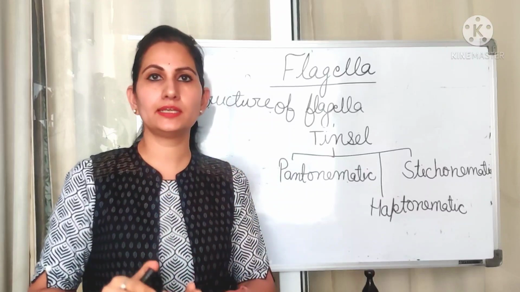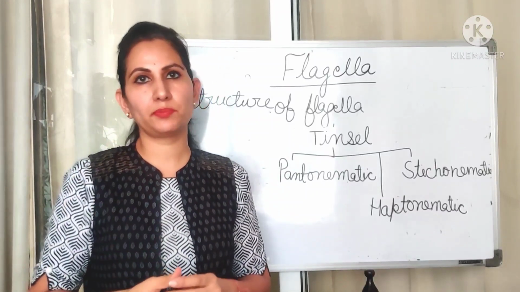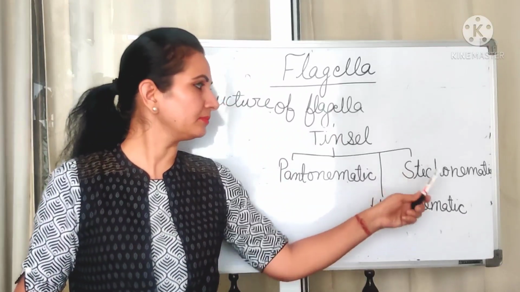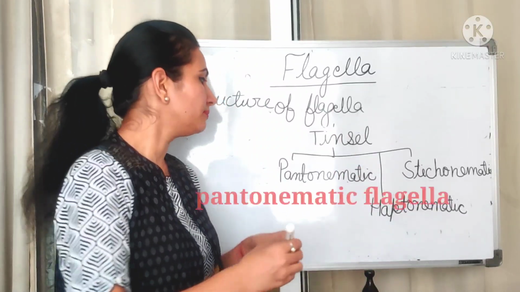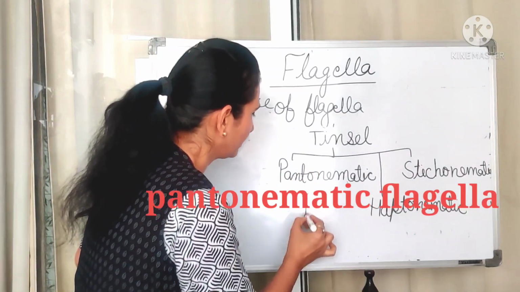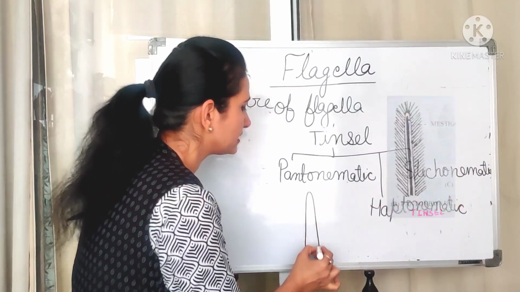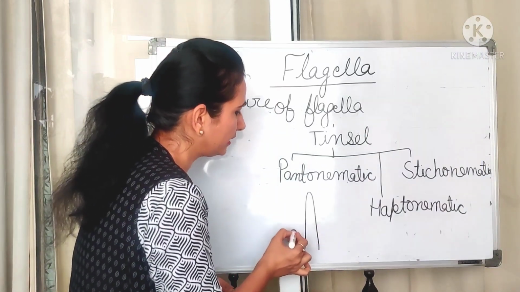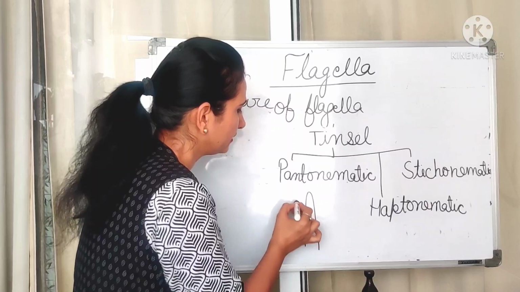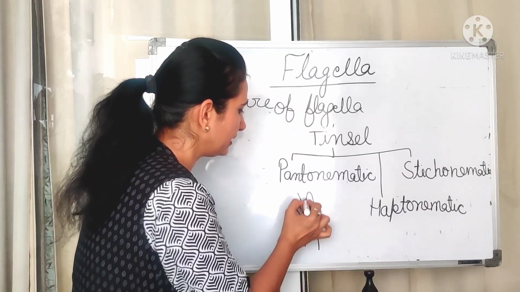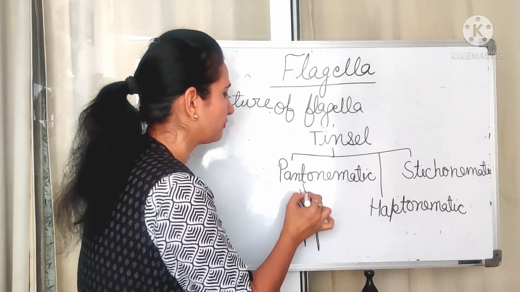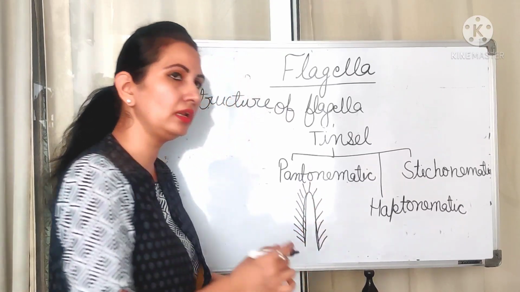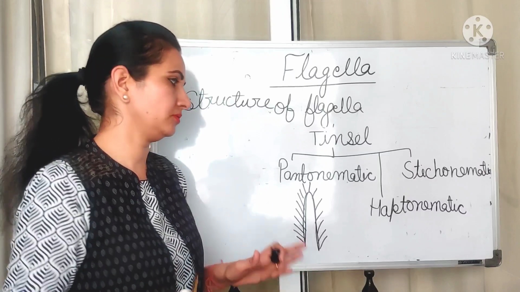So in tinsel type of flagella, the appendages are present, and the pattern of the appendages will be decided by these types. In pentonematic flagella, the appendages are present all over the flagella, all over the flagellar body. Here we can see, like I have drawn, this is a flagella, okay, and on the surface of the flagella, both the sides are covered with the help of the small hair-like structures, the flimmers, okay.